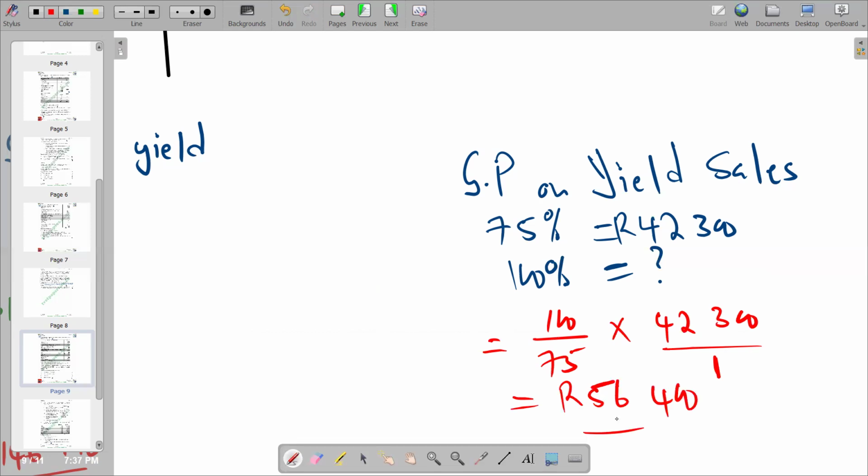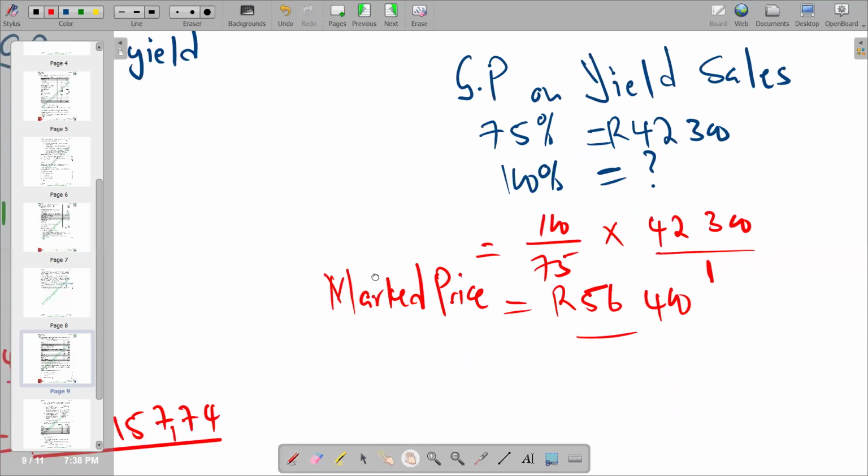So 56,400 rands now represents the market price. This is the market price, the price that was supposed to be before the reduction of 25%. So from there, we can now calculate the cost of sales.